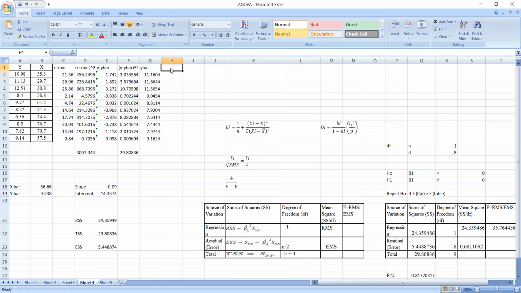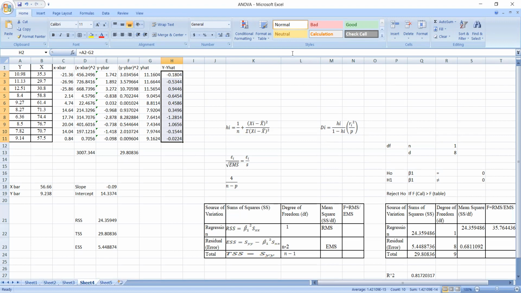And then now we can calculate the residuals. That is, we just take the difference between y and y hat values. That is the difference between the original y and the estimated value. So for the first observation, it is 10.98 minus the estimated value, 11.16. When you get the difference between these two, you get the residual or the error. So now we have calculated the error values.